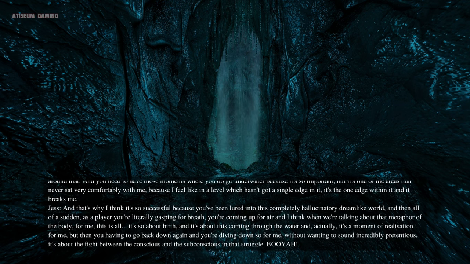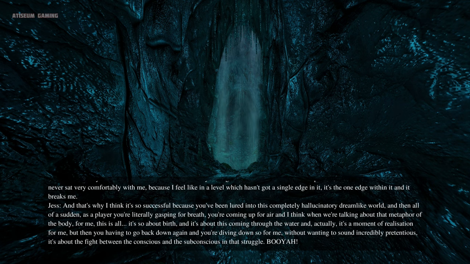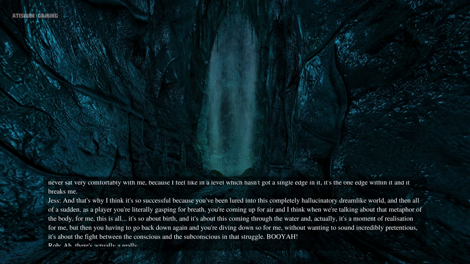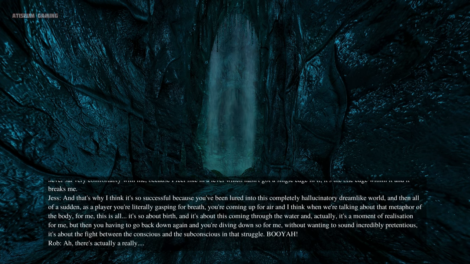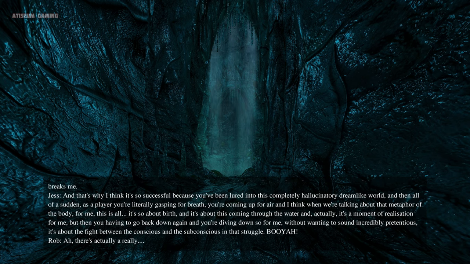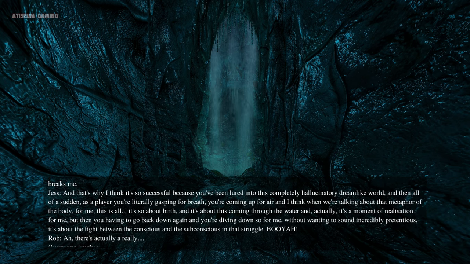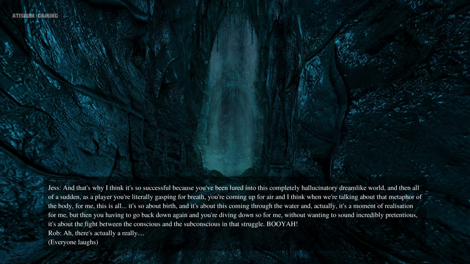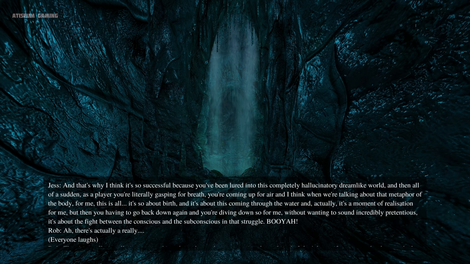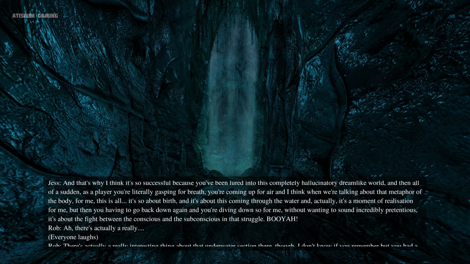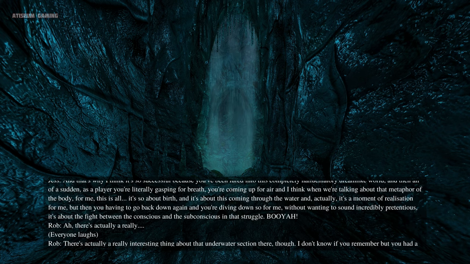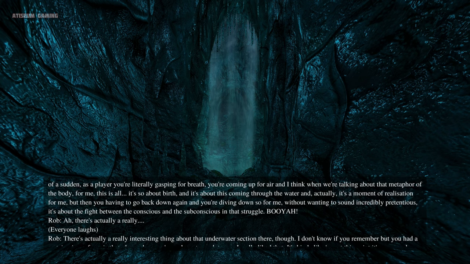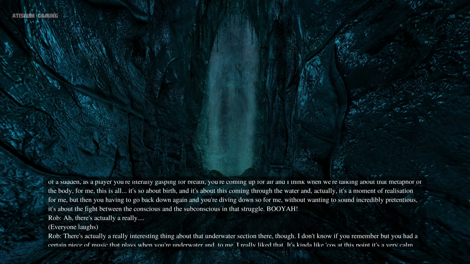And that's why I think it's so successful, because you've been lured into this completely hallucinatory, dreamlike world, and then all of a sudden, as a player, you're literally gasping for breath. You're coming up for air. And when we're talking about that metaphor of the body, for me, it's so about birth. It's about coming through the water, and actually it's a moment of realization for me, but then you're having to go back under again and you're diving down. So for me, without wanting to sound incredibly pretentious, it's about the fight between the conscious and the subconscious and that struggle. Booyah.